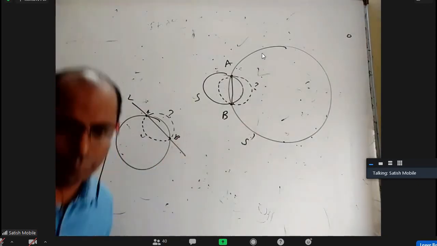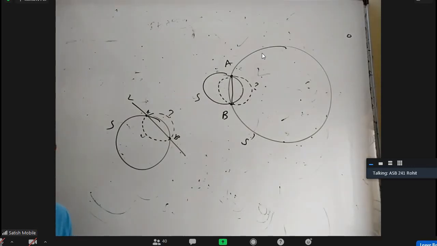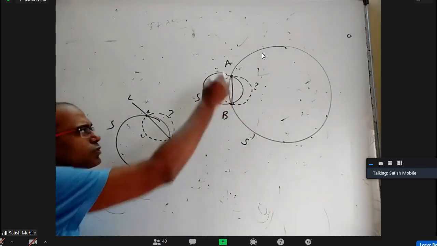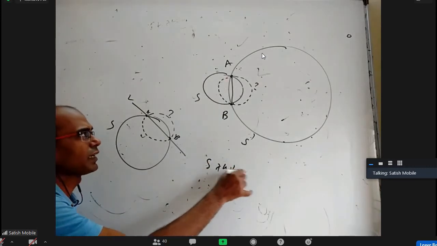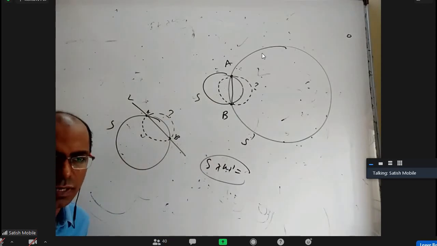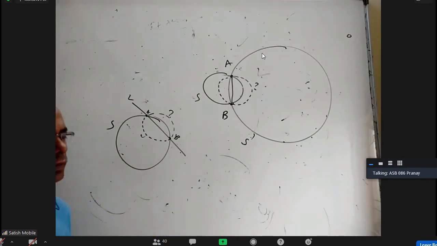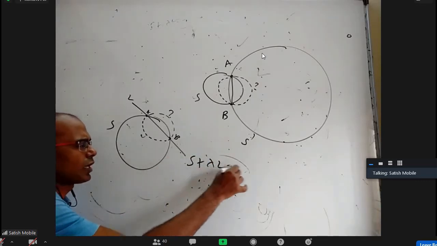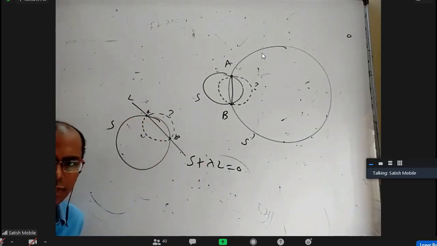Either here or here, S minus K S dash. When you subtract these two, you'll get this line. You can even take S plus K S dash also, I don't mind. But having A and B as ends of diameter, how will you find that circle specifically? We'll find the line equation, sir. After that we'll write S plus lambda L equals 0 as the equation of the circle. Whatever lambda you take, it is always a circle passing through A and B. But how will you get this particular circle with A and B as ends of diameter?